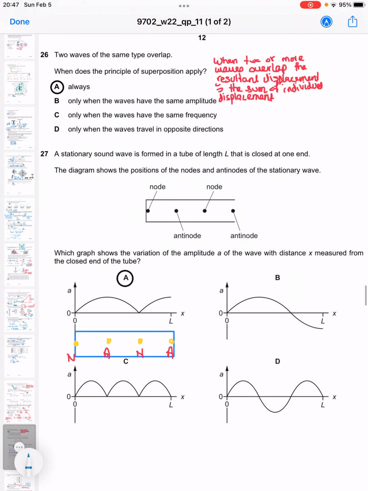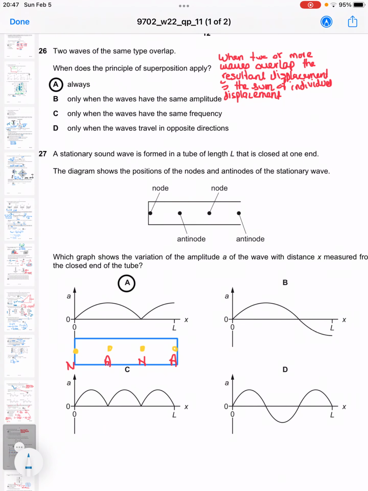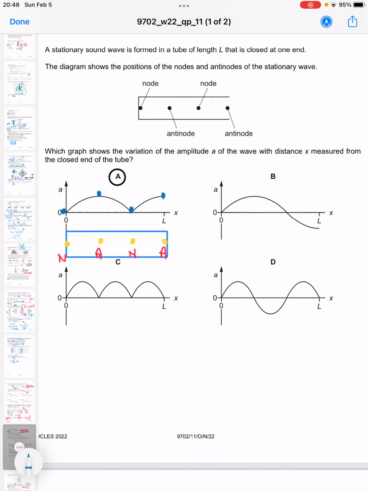Question number 27 says that nodes and antinodes, a one-ended open pipe is given. Which is the graph of the variation of the amplitude with the distance measured from the closed end of the pipe? Considering A, we have a node at 0, we have an amplitude maximum, then a node, and then we have an antinode maximum. So that's A, the appropriate answer.